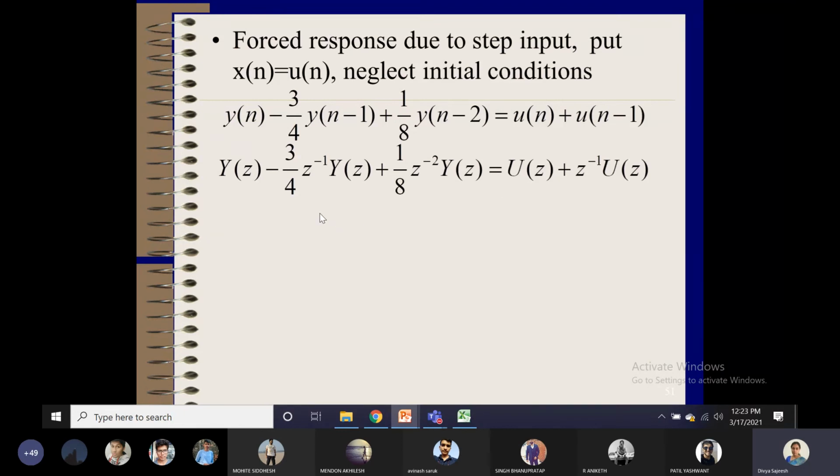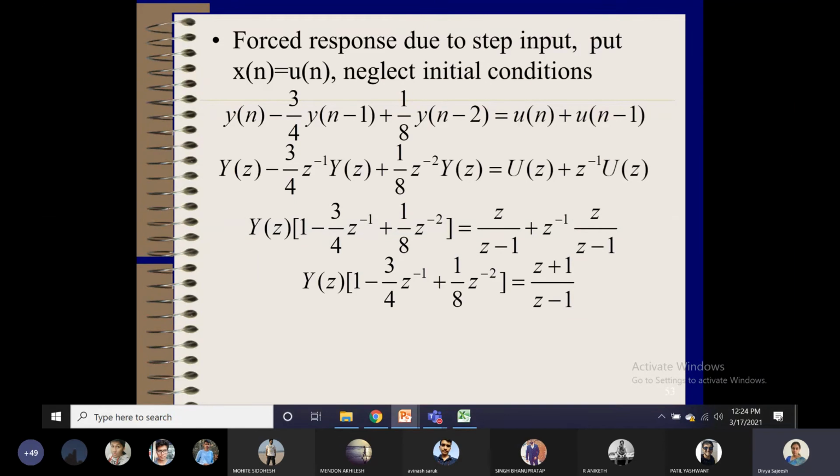Now let us take Y of z common out from the left hand side. Y of z, if I take common, it will be 1 minus 3/4 z inverse plus 1/8 z raised to minus 2, equal to, now expand U of z, that is z upon z minus 1, plus z inverse into U of z, again z upon z minus 1. Now if you simplify the equation, on the right hand side z minus 1 is common in the denominator, so in the numerator it will become z plus 1.